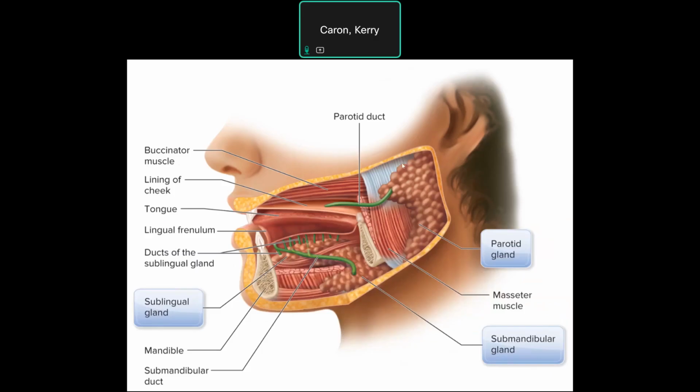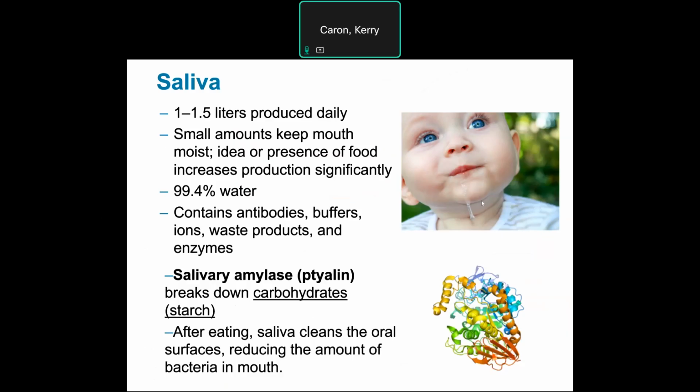They pour saliva into the oral cavity. Here's a really nice picture. So we have the parotid glands, which are right here, a little inferior and in front of the ear. And then a parotid duct where it pours the saliva into the mouth. We have the sublingual glands and ducts, and then we have the submandibular, under the mandible. So all of these circular glands, which look like popcorn, are pouring saliva. Saliva, I love this picture, drool.